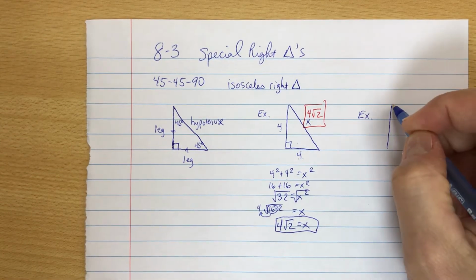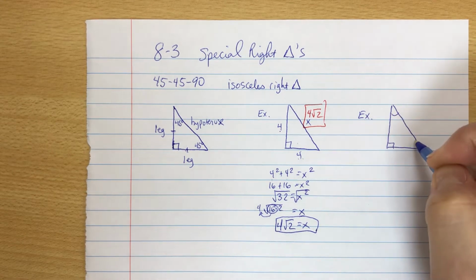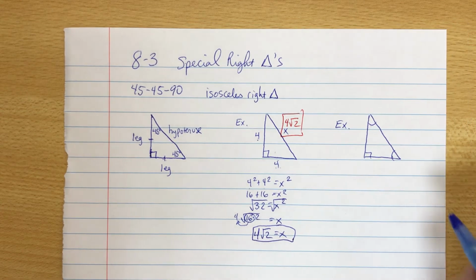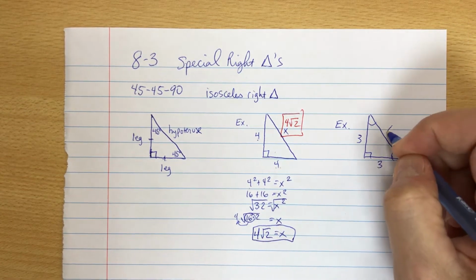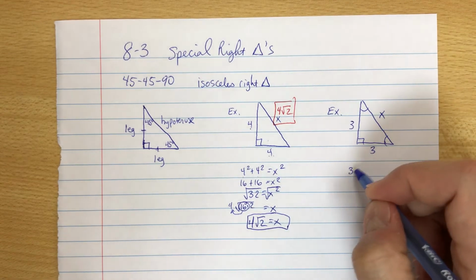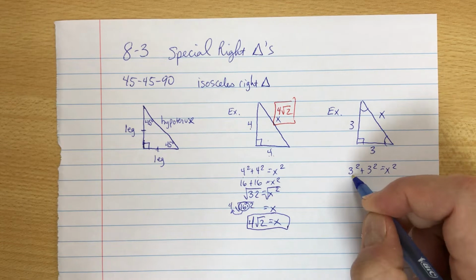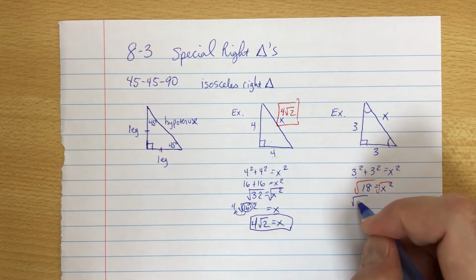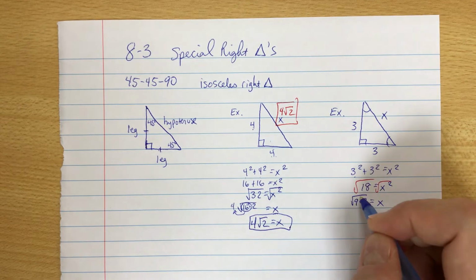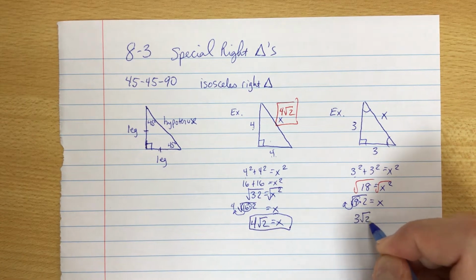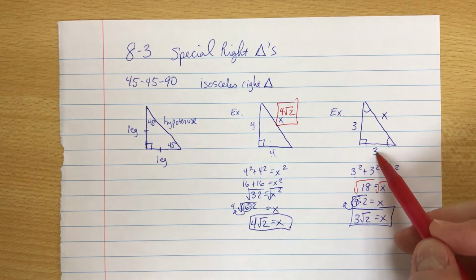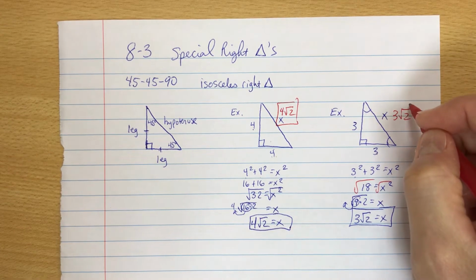Well, let's take another example. Let's say we knew, again, 45-45-90. This time I'll just draw these congruent. I won't put the 45s there. Let's say the legs are 3. So 3 squared plus 3 squared is x squared. That's 9 plus 9, which is 18. The square root of 18 is the square root of 9 times 2. The square root of 9 is 3, so we get 3 square root 2 is equal to x. The legs are 3, and the hypotenuse is 3 times the square root of 2.